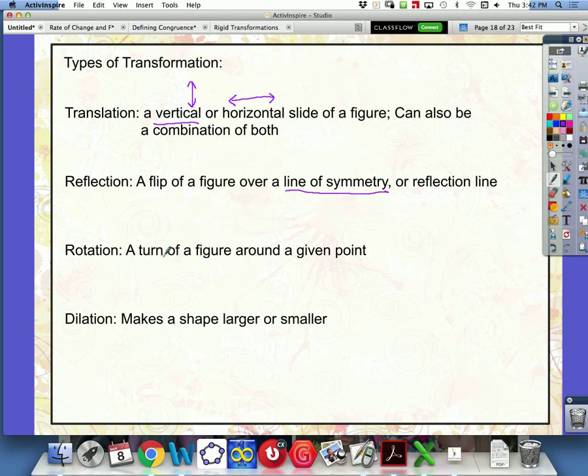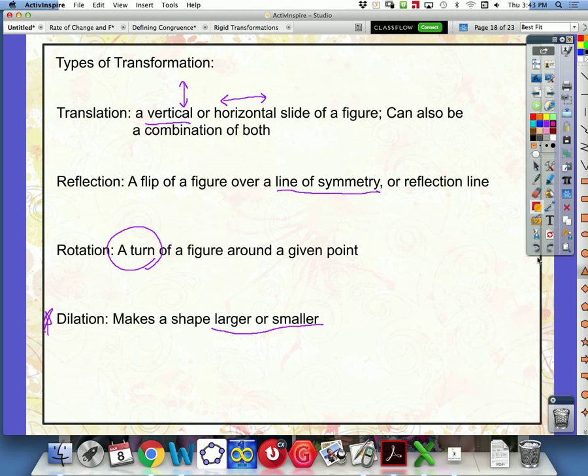A rotation, they tend to just call a turn. And what that means is you're taking a shape and you're just turning it. So it's going to have the same size, but it's going to be turned a little. And then the last one, this is the rebel of the group, a dilation. A dilation is the only one that actually makes a shape larger or smaller.